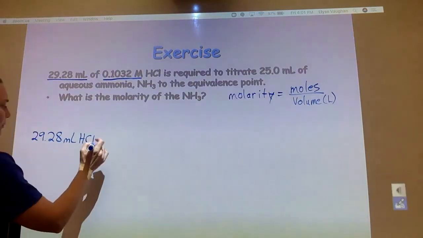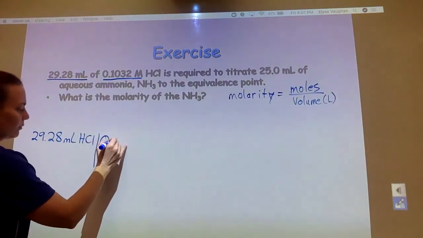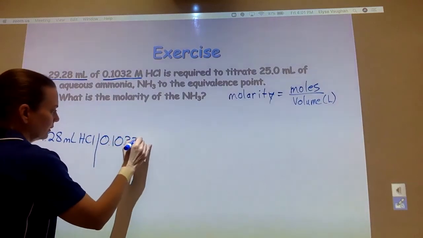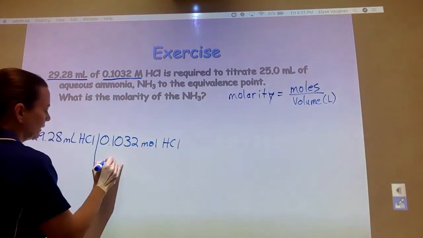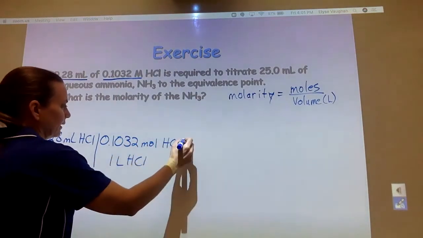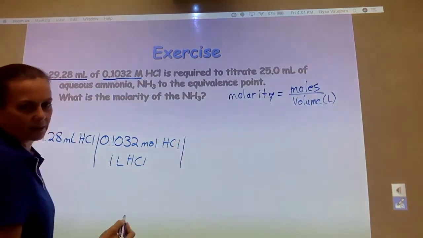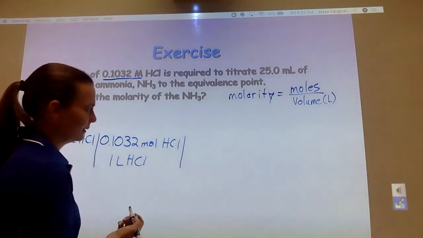Okay, so I have 29.28 milliliters of hydrochloric acid, and I know that I have 0.1032 moles of hydrochloric acid in every 1 liter of hydrochloric acid. And I also know, I need a balanced chemical equation. I started a stoichiometry problem without one. That was a bad idea.